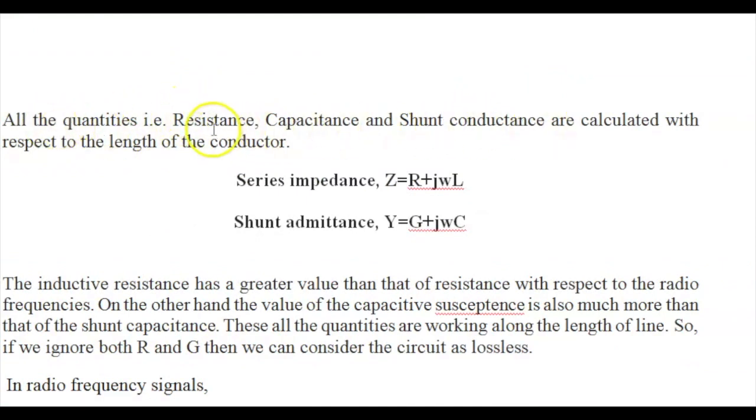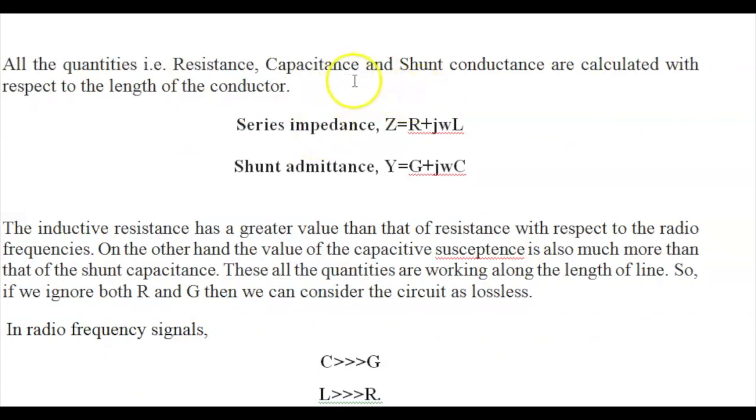These quantities, resistance, capacitance, conductance, etc., can be calculated with respect to length of the conductor, and we get two different values such as series impedance and shunt admittance. Series impedance denoted by Z is equal to R plus j omega L, and shunt admittance denoted by Y is equal to G plus j omega C.